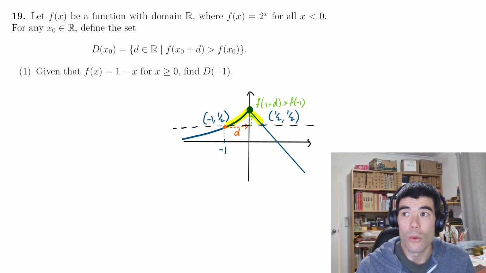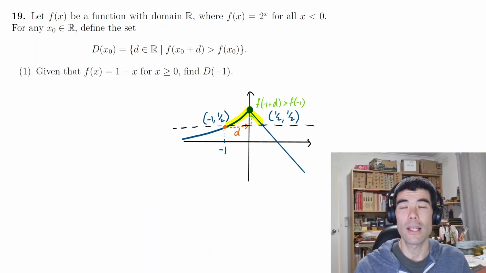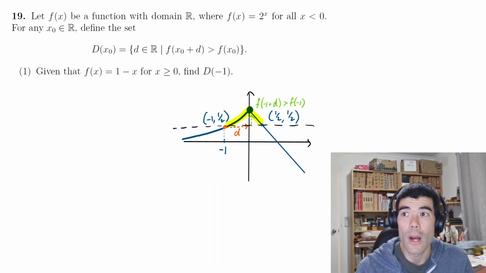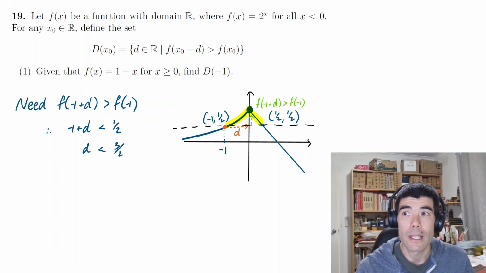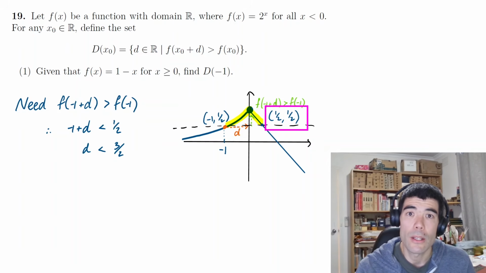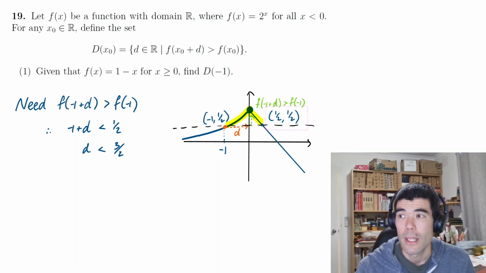In order to evaluate all the d values in the set, let's highlight the graph in the region where y is greater than a half, which is f of negative 1. I need f of negative 1 plus d to be greater than f of negative 1. So I need negative 1 plus d to be less than a half, because on the right over there, my straight line goes through a half comma a half. This means that d must be less than 3 on 2.